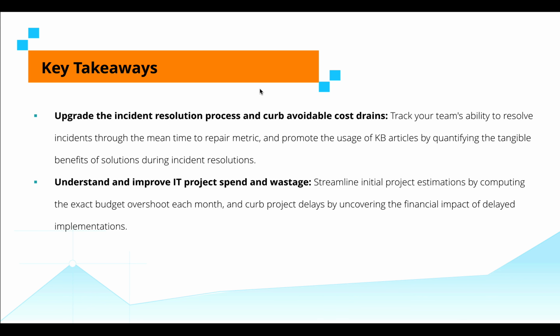Understanding and improving IT project spend and wastage. Tackle the two main inefficiencies that exist within IT project management, which are project delays and inefficient budget estimation. You can accomplish this by computing the exact budget overshoot each month and reworking your estimates so that your overshoot is minimal in the upcoming months. And you can curb project delays by uncovering the exact financial impact of delayed implementations.